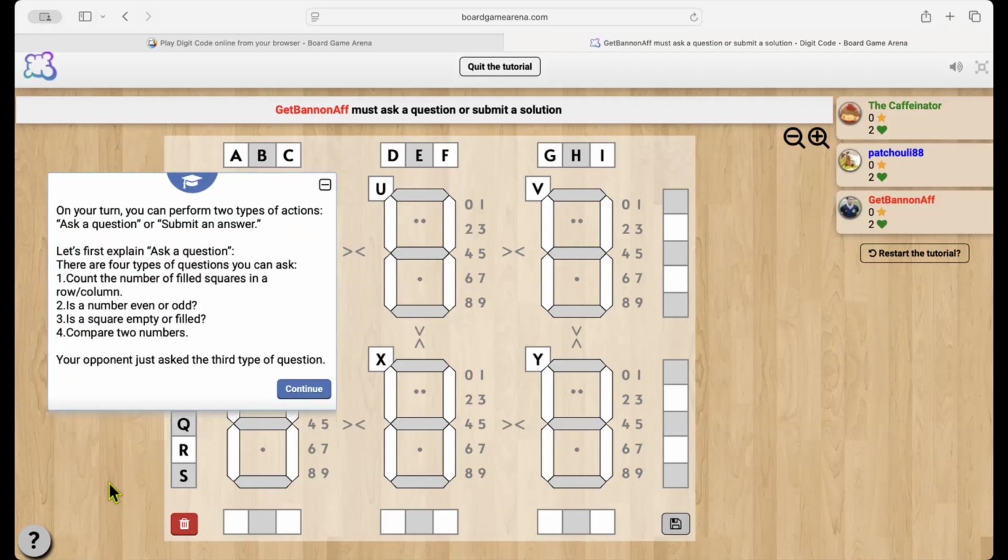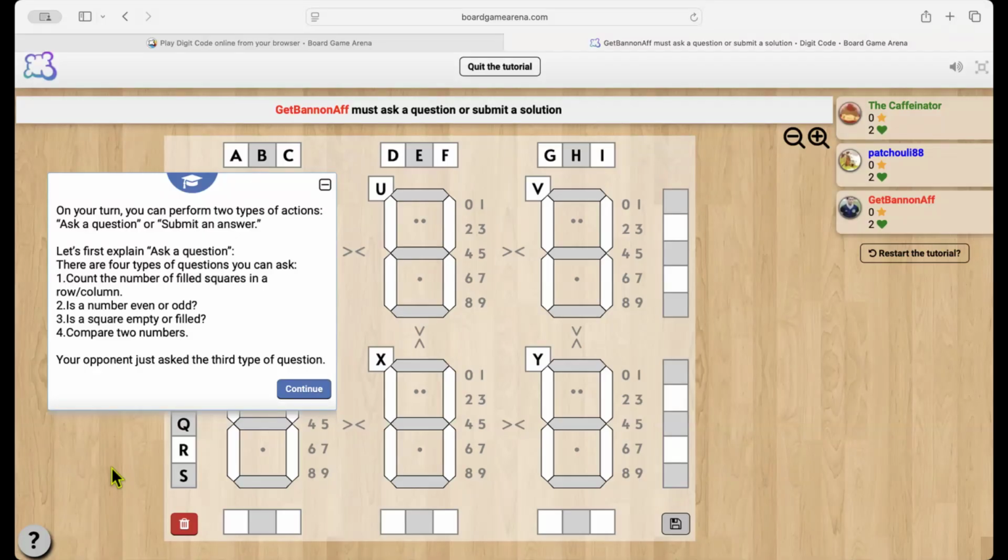On your turn, you can perform two types of actions. You can ask a question or submit an answer. Let's first explain asking a question. There are 4 types of questions you can ask. Count the number of filled squares in a row or a column. Is a number even or odd? Is a square empty or filled? And compare 2 numbers.